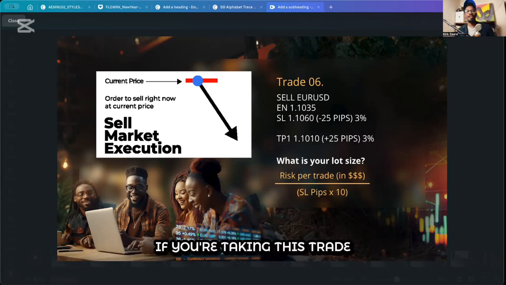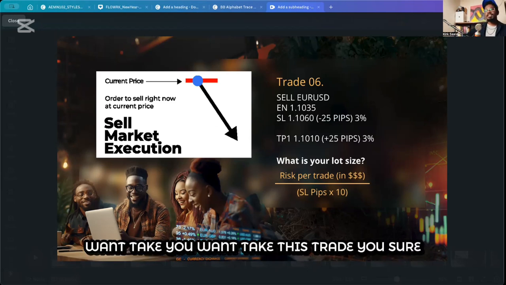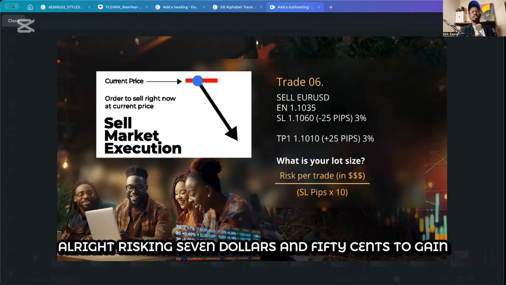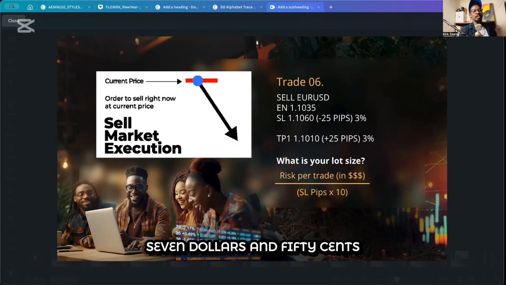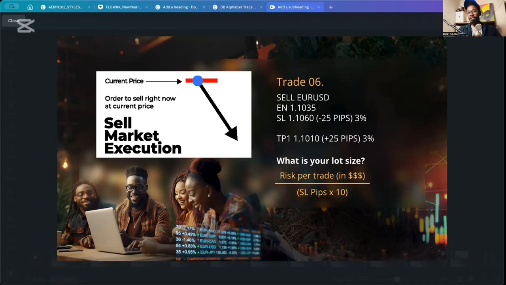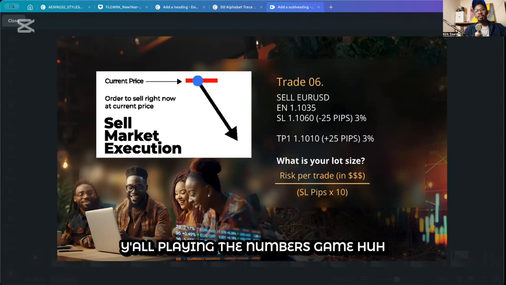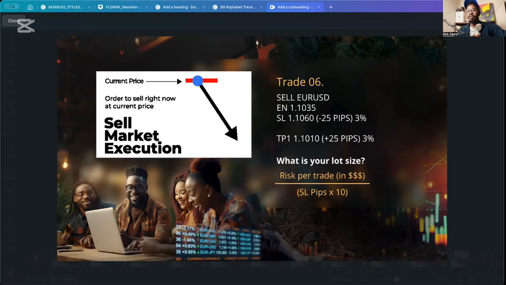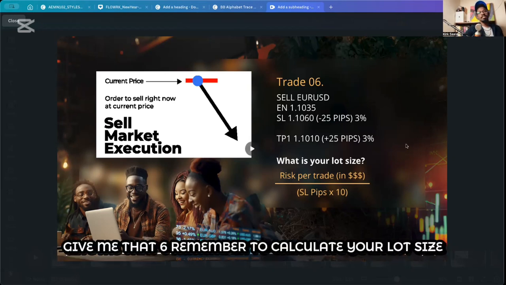If you're taking this trade, go ahead and drop a 6. Ronte, you want to take this trade? You sure? All right. Risking $7.50 to gain $7.50. Fonda's taking this one too. Y'all playing the numbers game, huh? 10 trades. You're going to take them all. If you're taking it, give me that 6.